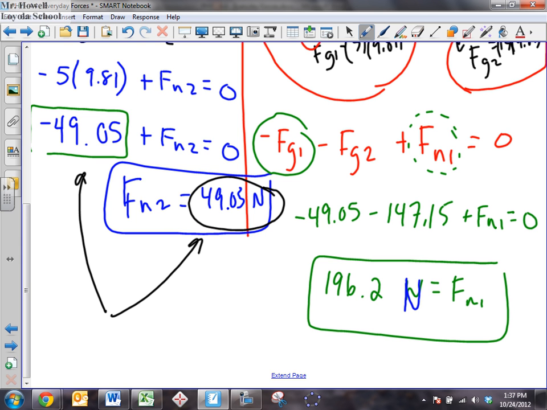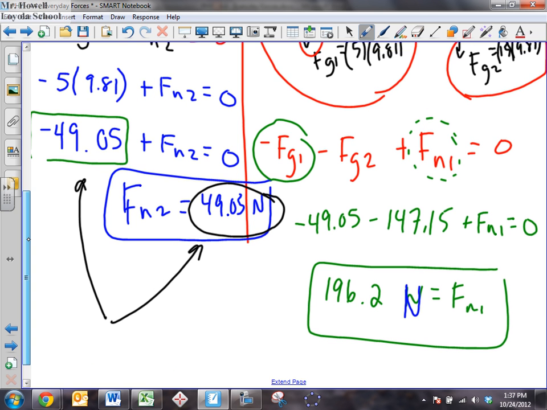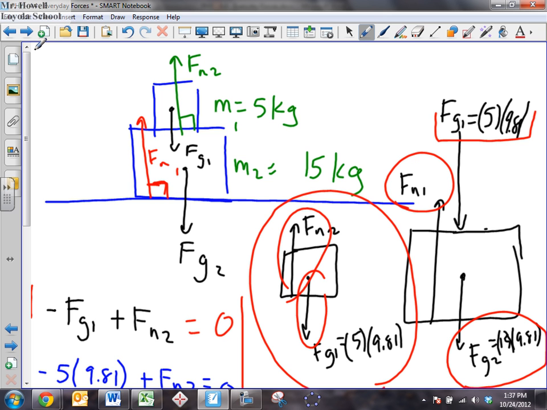Remember, let's go back to our diagram, the very beginning. For Fn1, we got 186.2. That's what the table's pushing back up with. And 49.05 was what we got for Fn2. That's what the lower box is pushing up with. So we were just asked to find each normal force individually. What was the actual question? Find the normal force provided by the table, and find the normal force provided by the lower box on the upper box.